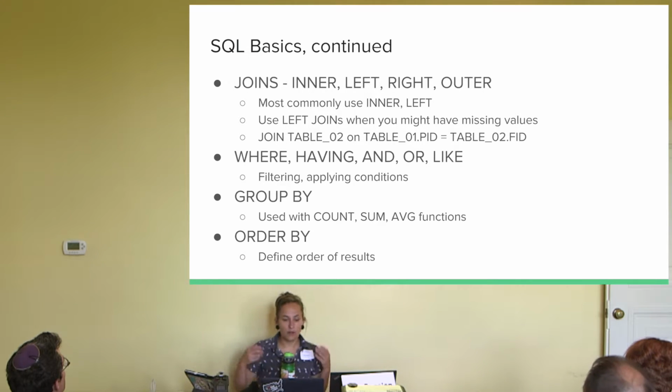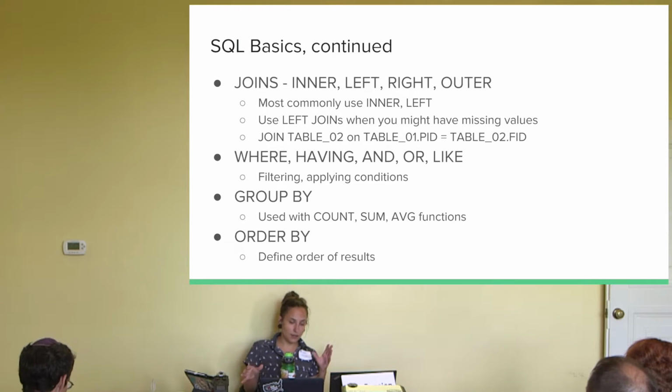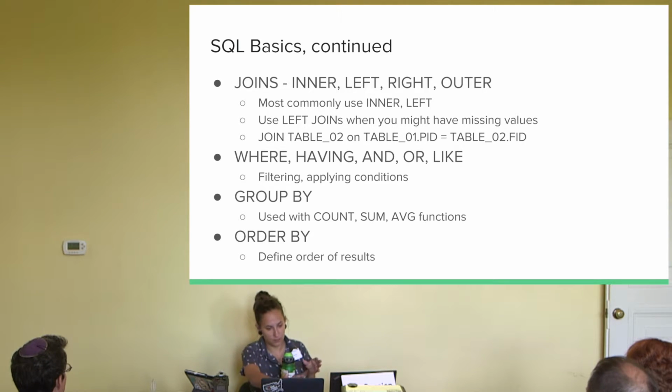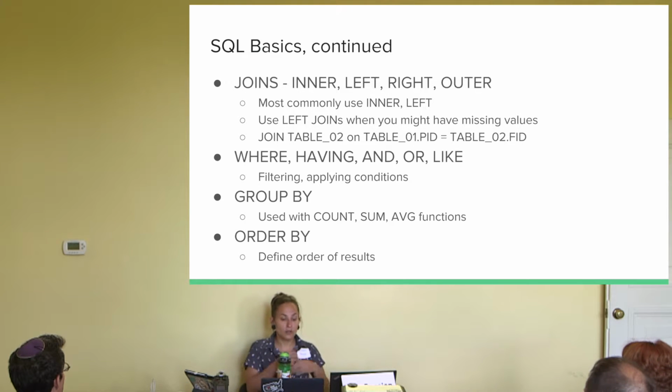Okay. In addition to the basic select and join syntax, I'm not going to show these right now. You'll see them in a little bit. We have where, having, and, or, like, various filtering things where you can apply conditions to your queries, and then you can group your queries by certain function results, and I'll show you that one probably first. And then you can also order your results by whatever column you want. So sometimes you want it ordered by the URI or alphabetically or however you want.